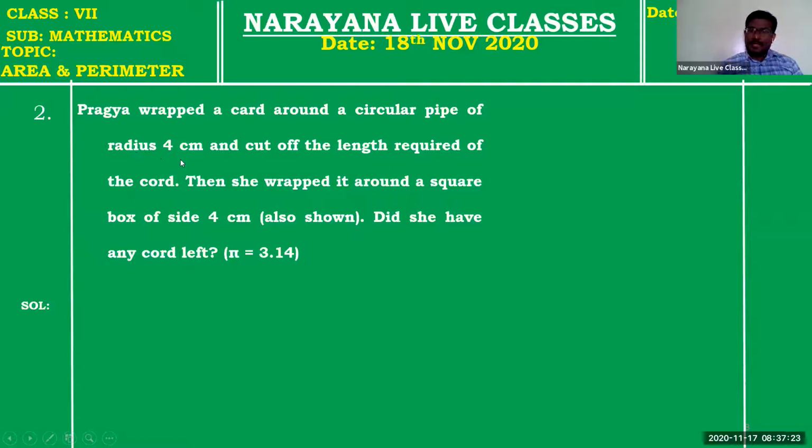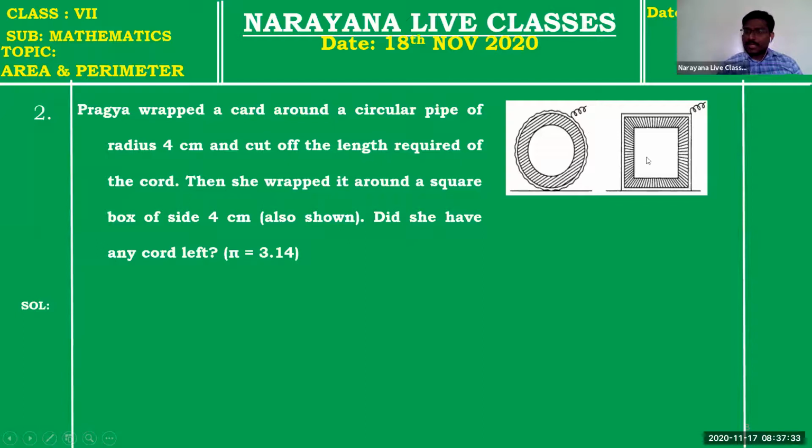Next, the second question is: Vagya wrapped a cord around a circular pipe of radius 4 centimeter, and cut off the length required of the cord. Then she wrapped it around a square box of side 4 centimeter, as also shown in the figure. So she made two cords like this. Here we need to find, she is having some cord, so how much cord she left? We need to find. Here they are mentioning that the pi value is 3.14.